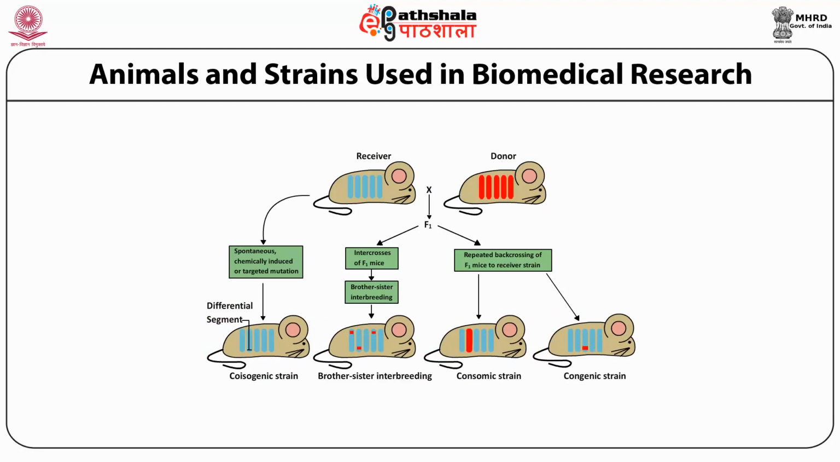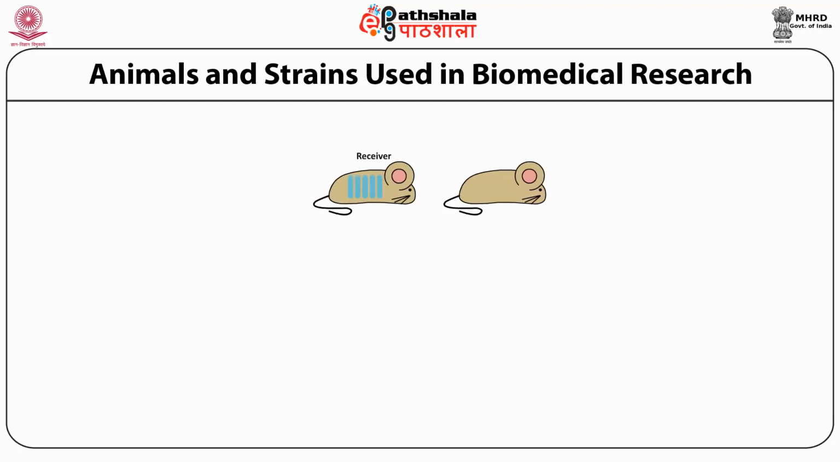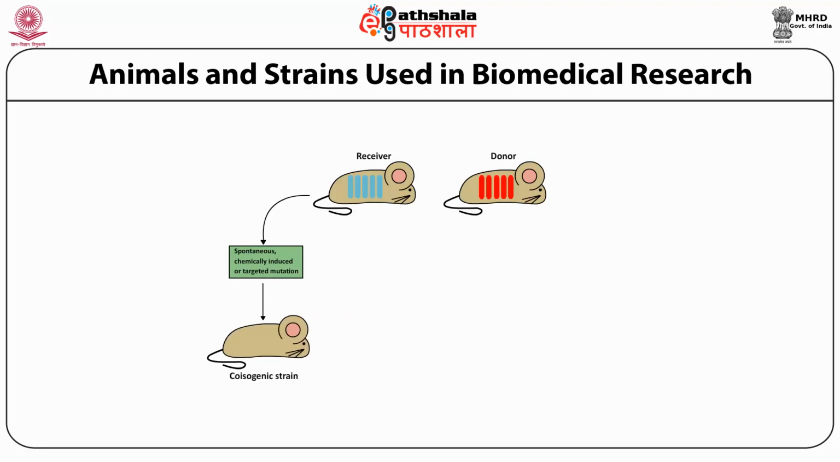When F1 strain mouse are brother-sister mated for more generations, they become recombinant inbred strains. If there is repeated backcrossing of the F1 mouse to the receiver strain, it becomes a congenic strain. These are the various mouse strains that have been created for the study of many diseases and for many researches.